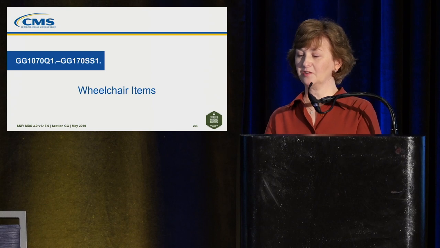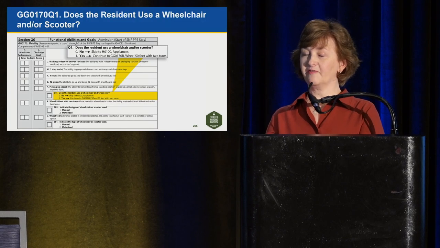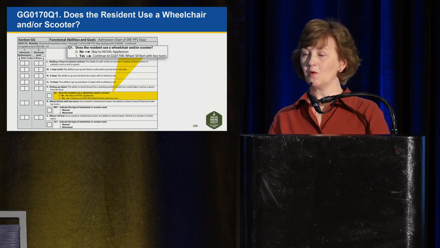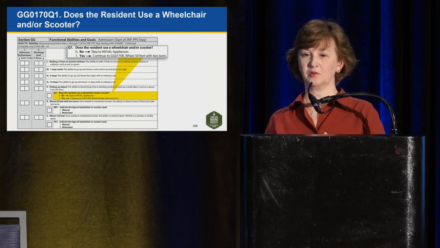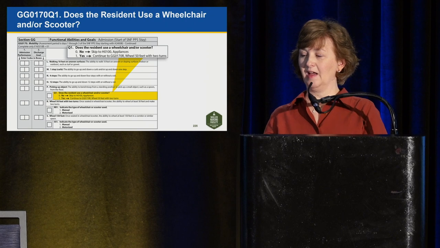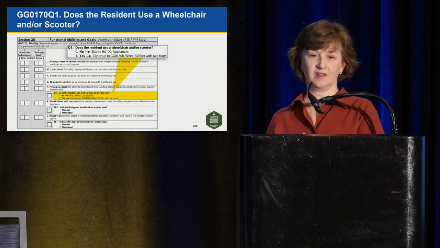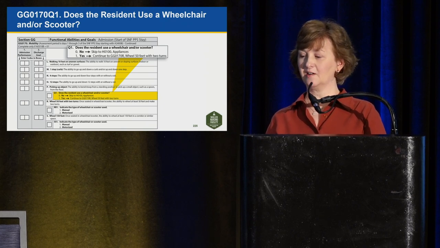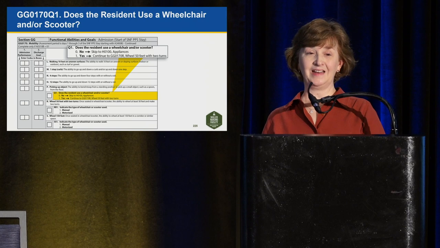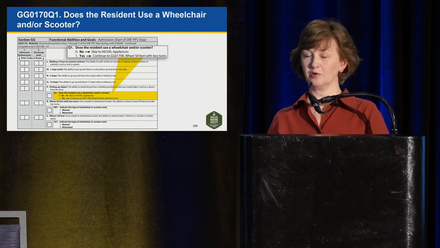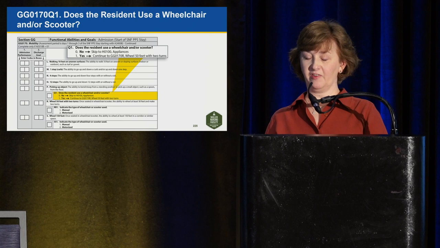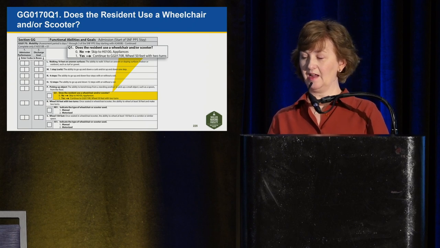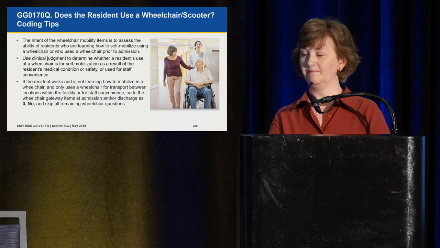Okay, moving on to the wheelchair items. So the first item is actually just a gateway question to see if it's appropriate to code the wheelchair items. This question basically asks, does a resident use a wheelchair and/or scooter? If the answer is no, then you would skip the rest of the wheelchair activity items because it's not relevant for that individual. If you indicate yes, the resident does use the wheelchair or scooter, then you would be following up with the remaining items in this section, GG0170.